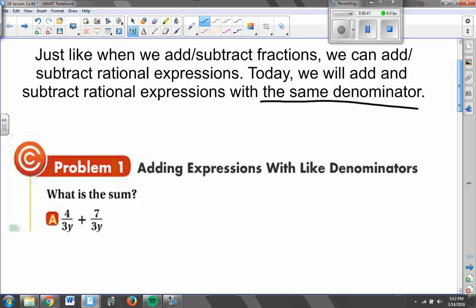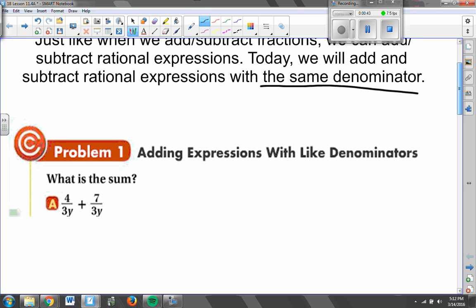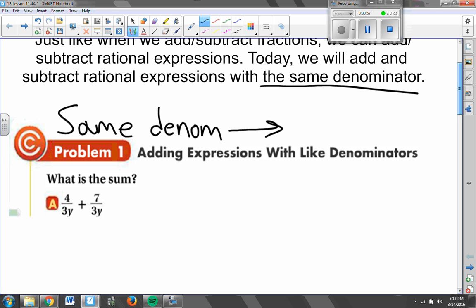The thing to remember about adding and subtracting rational expressions, just like when we add fractions, is this. Once the denominator is the same, it does not change. Okay?